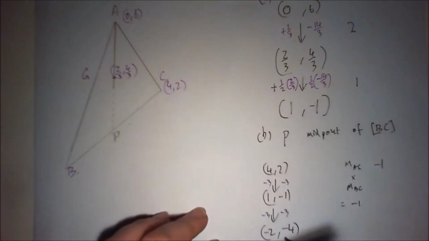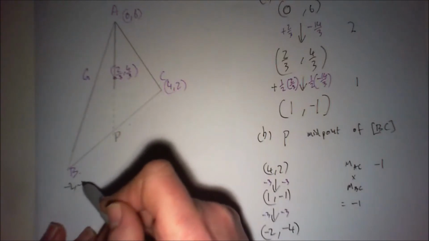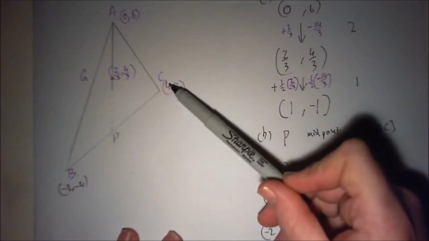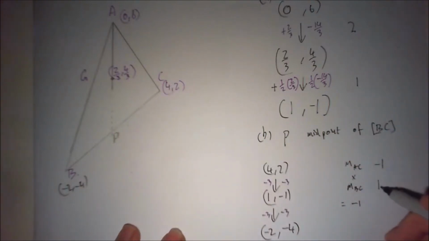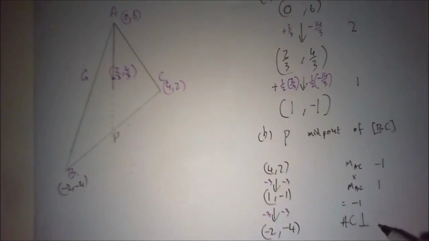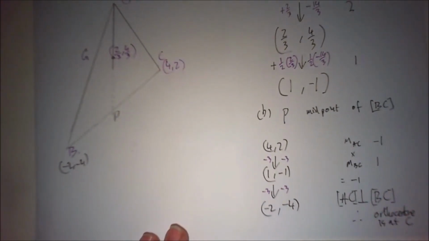And let's get the slope of BC. I'm just going to put in that point there. The slope of BC is whatever minus, was it -4 and -2? -2, -4. And it's going to be y2 minus y1. That's 6 over x2 minus x1, 6, which is 1. And is -1 times 1 -1? Yes, it is. So AC is perpendicular to BC. Therefore, because the slopes are perpendicular, C is the orthocenter.